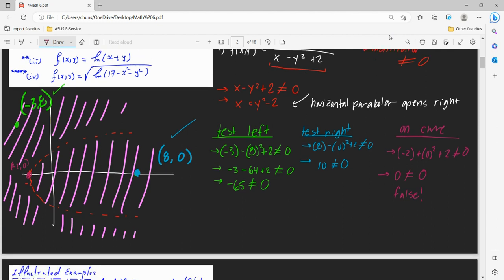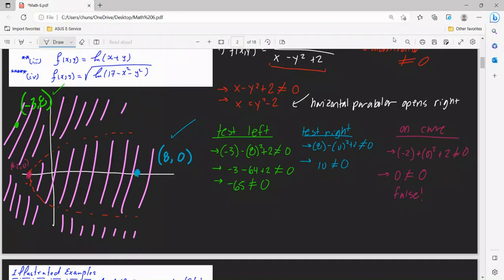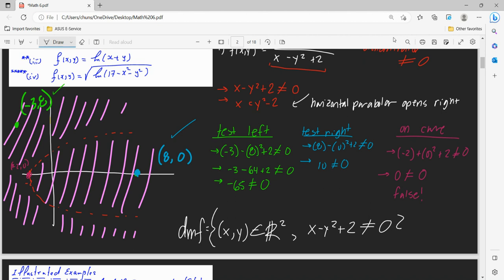So now we know that our domain, which we represent with D_f, for our x and y that are real numbers in R2 space, we have x minus y squared plus 2 can't equal 0. And that is basically our limit.